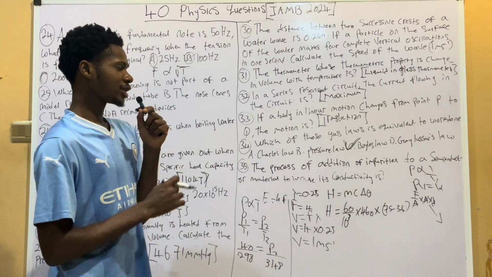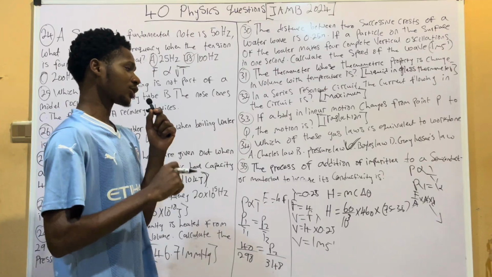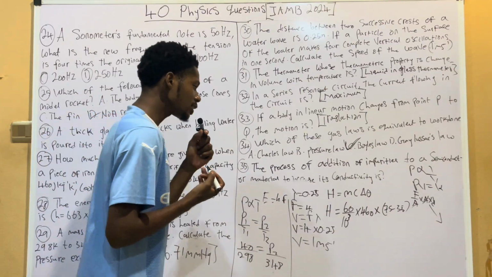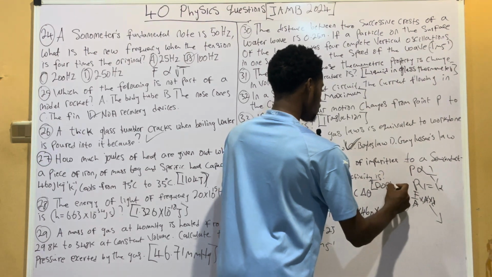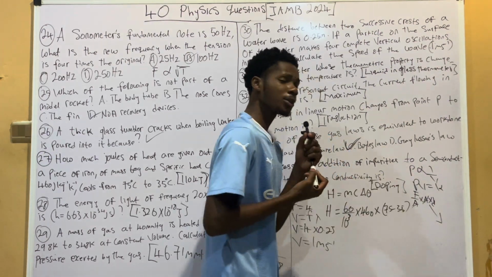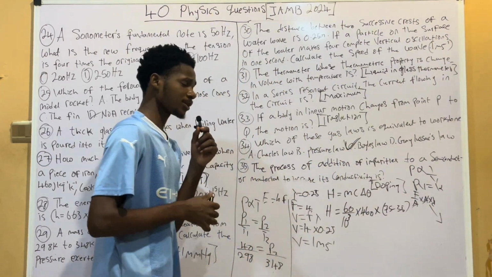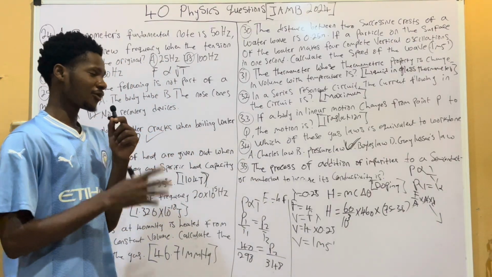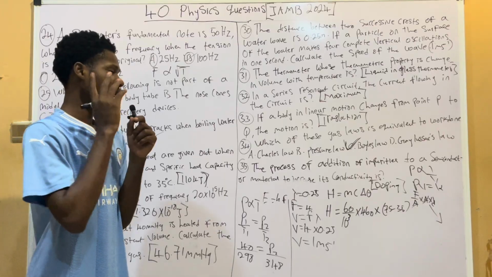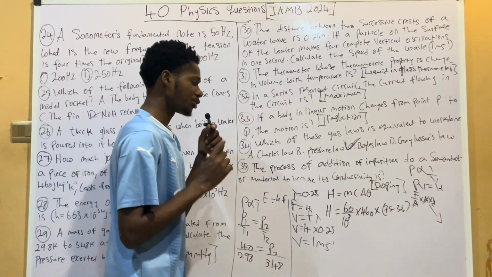The process of addition of impurity to a semiconductor material to increase its conductivity is called doping. Okay, it is called doping. Doping is the process of increasing the conductivity of semiconductors by adding group 3 or group 5 elements, which are trivalent or pentavalent elements respectively, on the periodic table.